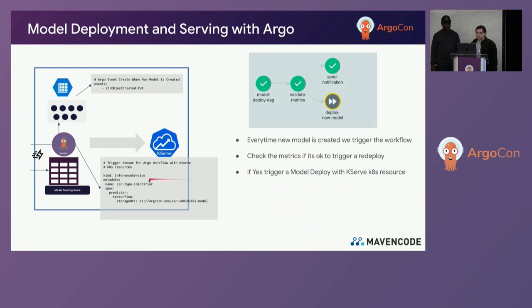KServe uses these inference services. You basically just point it to a location in S3 or a GCS bucket with a TensorFlow serving type of model. And we have this DAG that we created where we do the validation looking into the metrics store. If the metrics meet our threshold, we'll deploy the new model and we'll send a notification on Slack saying that a new model is being deployed.